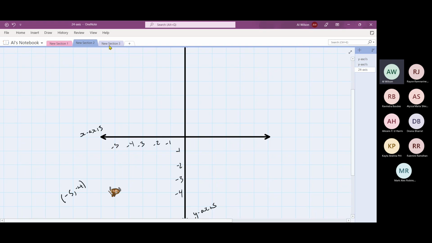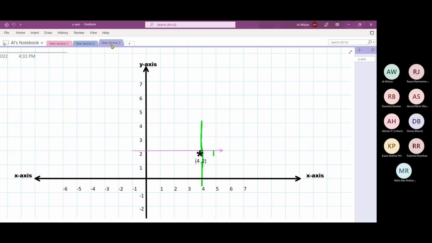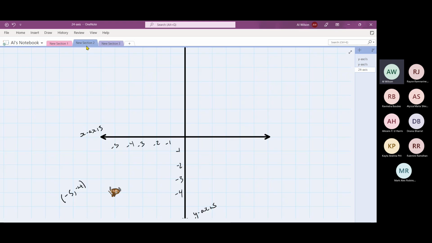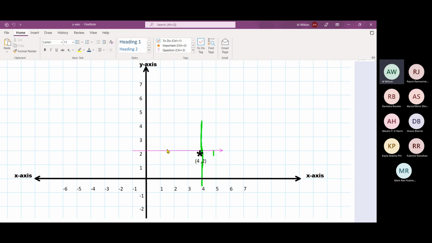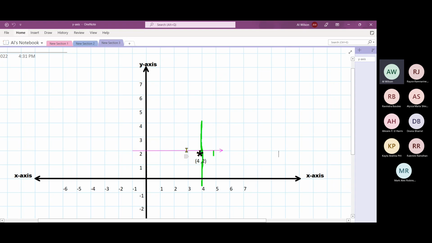All right, so let me see here. That's 3. That's 2. That's 1. Good. Now I need to touch on one more thing before we conclude today's session, and it's in relation to why it's always x and then y.